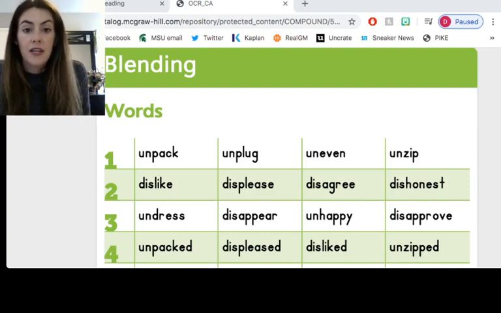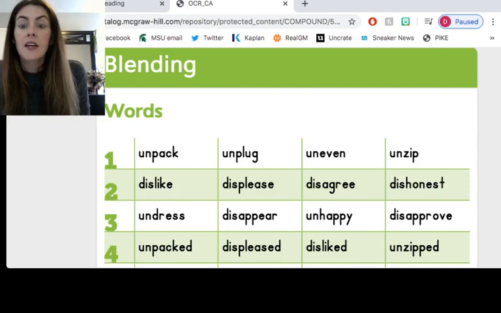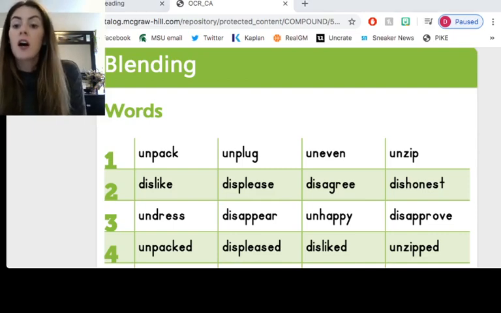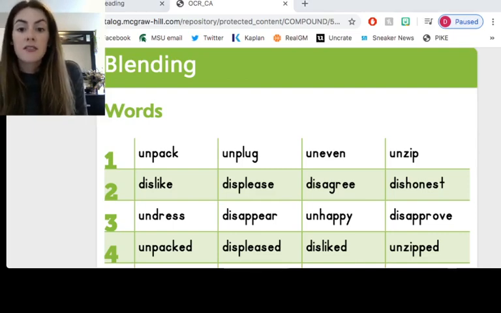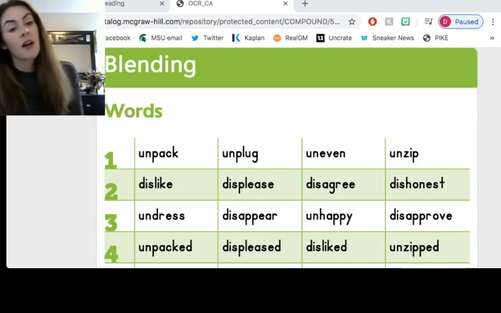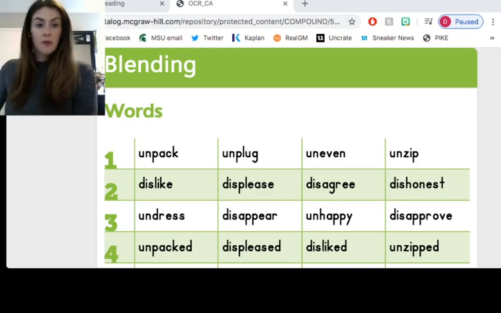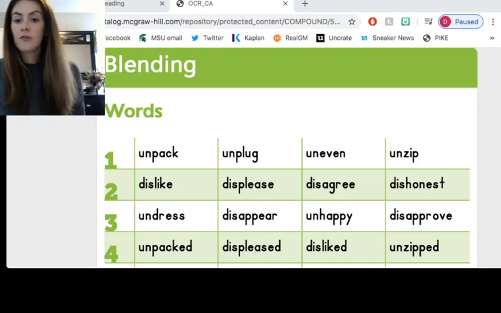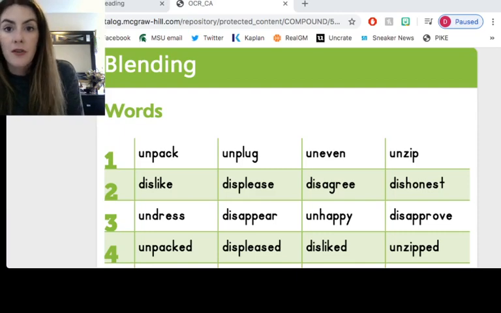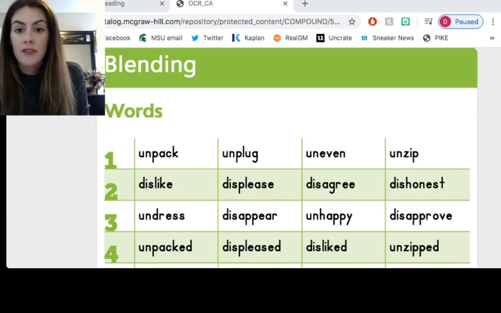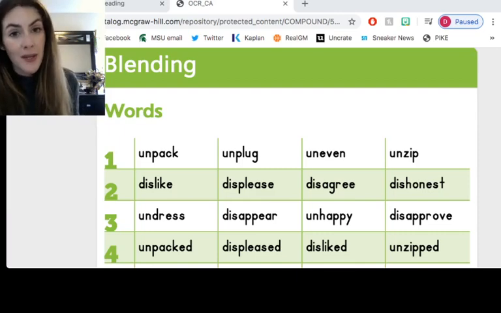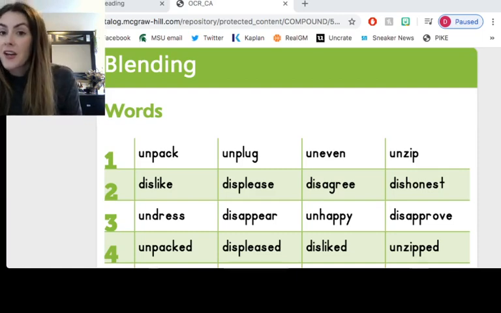All right, let's go to that next one. Fourth one on that fourth line, going back to that prefix of un. Unzip, unzipped, unzipped. Okay, you zip up your jacket, then you unzip your jacket. Very good. Some of you might be able to do that right now if you're wearing a zipper. Nice job, unzip.